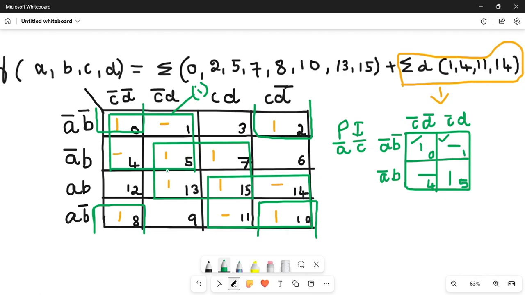And if you consider cell number 5, is this cell number 5 being grouped by any other cells? Yes, it's being grouped by cell number 13 as well as cell number 7, according to what I can say is group number 2. So that is why this is not an EPI, right?